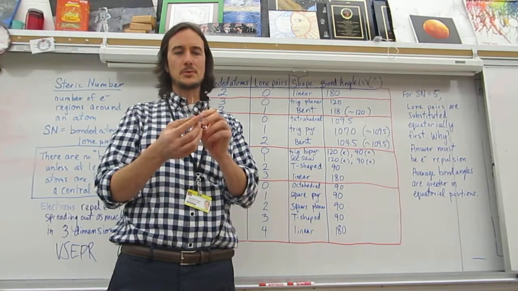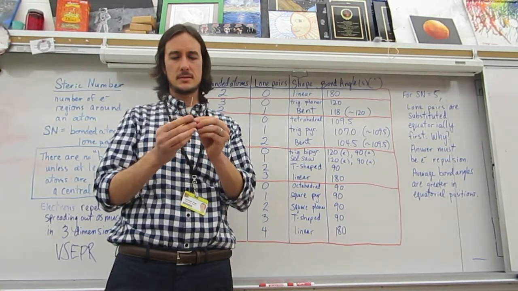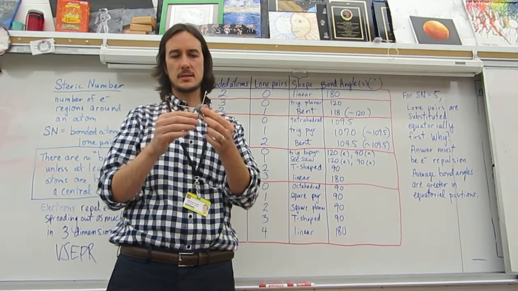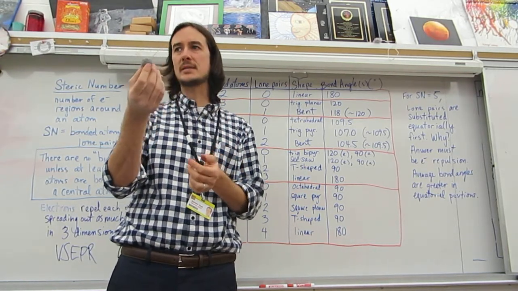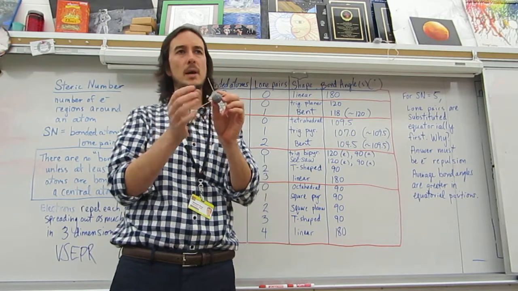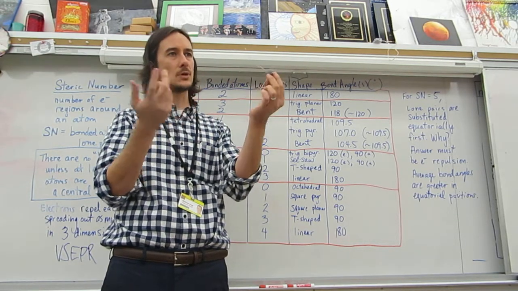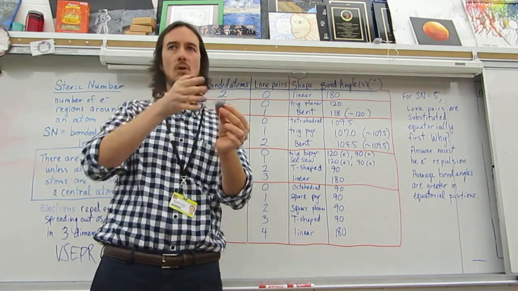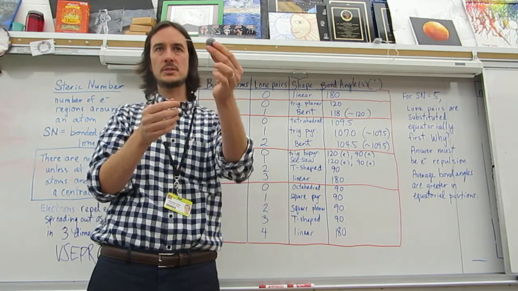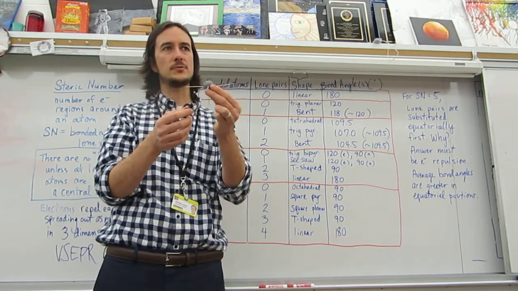So back to steric number 6. Steric number 6, 6 bonded atoms. This would be octahedral, and no matter how you turn it, every bond angle should be 90. So there are no axial and equatorial positions if it has a steric number of 6.